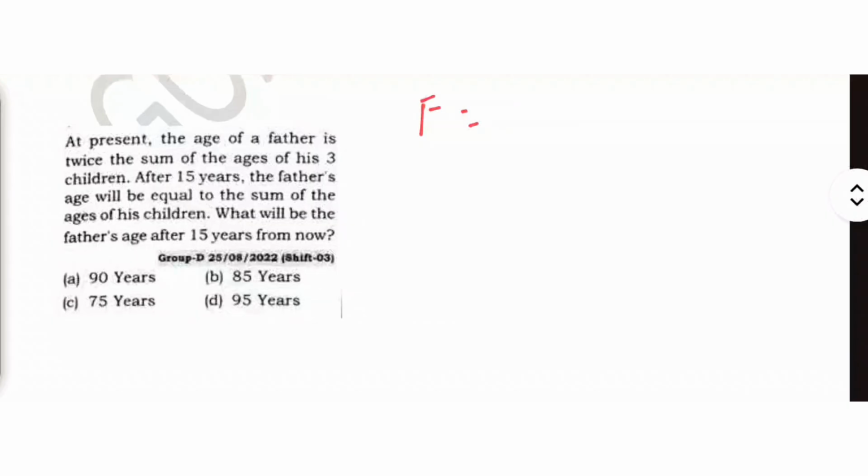At present, the father is 2 times x, and let his three children's ages be x combined. After 15 years, the father's age will be equal to the sum of the ages of the children. Means after 15 years, the ratio becomes 1 by 1. Okay, so 2x plus 15 upon children's age.